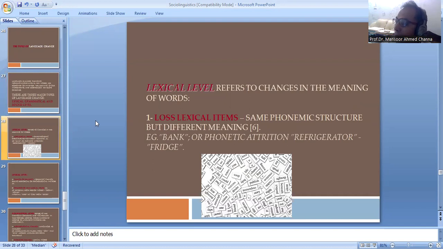Lexical level refers to changes in the meaning of words. Lexical items keep the same phonemic structure but take on a different meaning, for example, bank. Or phonetic attrition, for example, refrigerator becoming fridge.